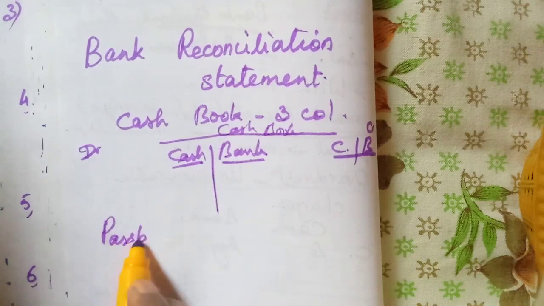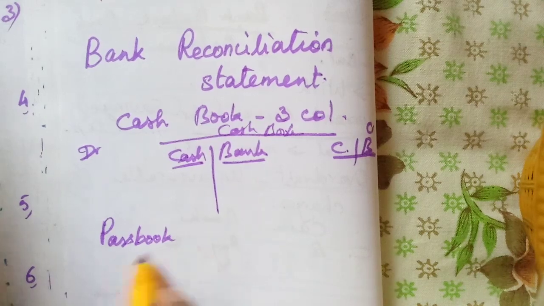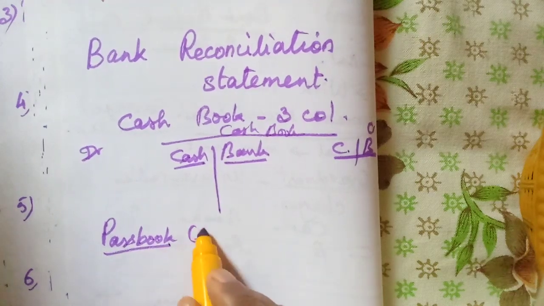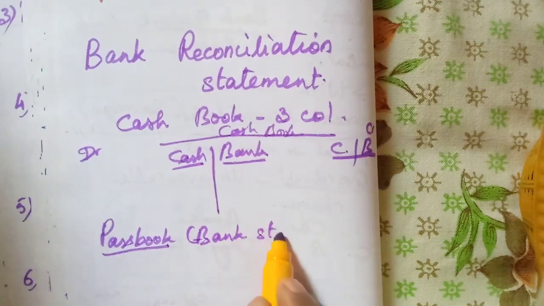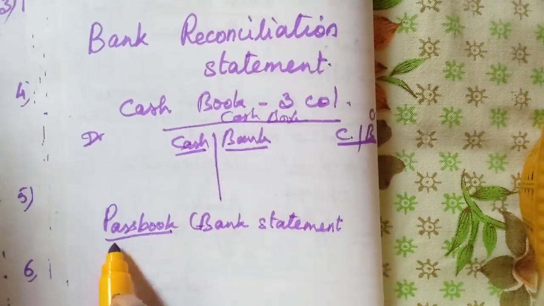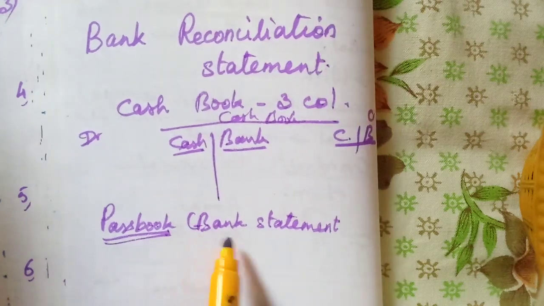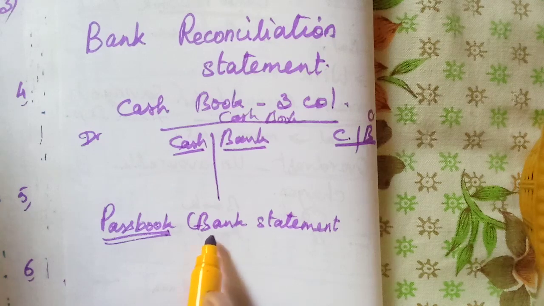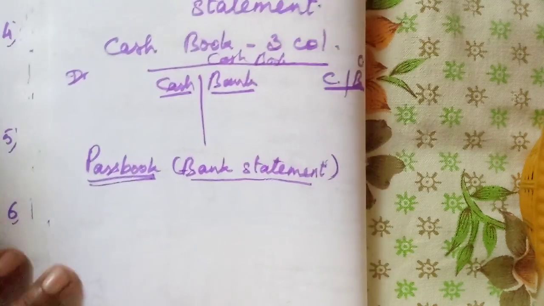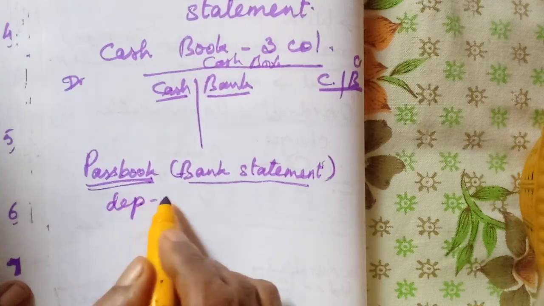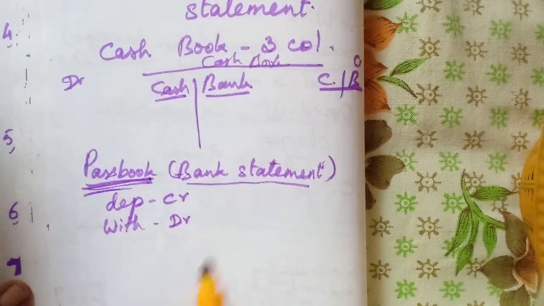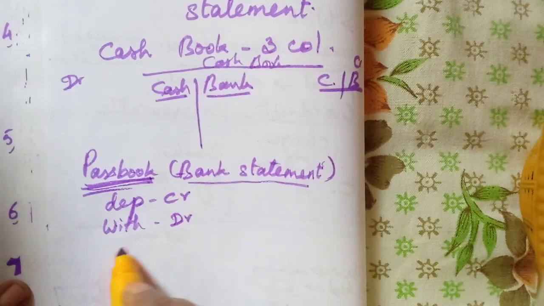Passbook: we know it is our customer's account in a bank, isn't it? The customer's account in a bank is called the passbook, or we can say bank statement. When we deposit or withdraw money, or whatever transaction we do with the bank, the bank will enter it in the passbook. There, if we deposit, they will credit. If we withdraw an amount, they will debit.